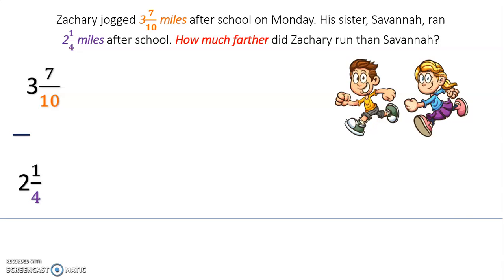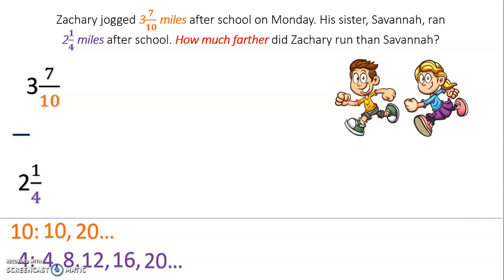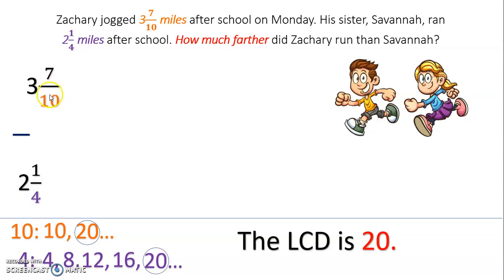We'll start by finding our LCD. The multiples of 10 are 10 and 20. Reminder, we could keep going, but we want to find our first match to be more efficient. Our multiples of 4 are 4, 8, 12, 16, 20. Our first match is 20, so that means our LCD is 20. Another reminder that when we find equivalent fractions, we are only making the fractions equivalent. Our whole numbers will stay the exact same.